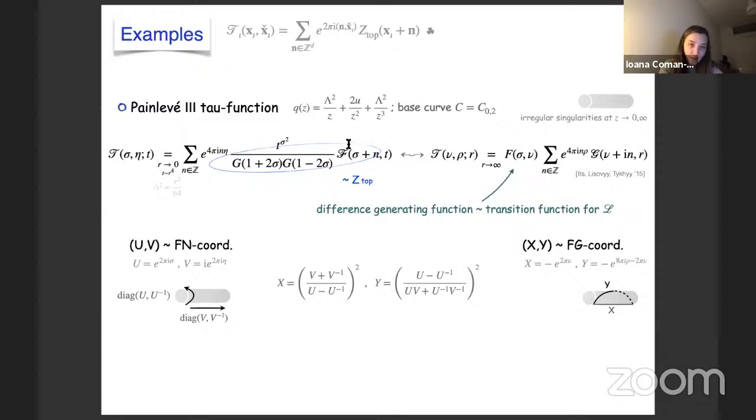So I said that here on this side we find the topological strings partition functions. What we can also identify here is that these coordinates sigma and eta are of Fenchel-Nielsen type, because in these coordinates the relevant monodromy matrices can be simultaneously diagonalized. And then on the other side is the long distance expansion, which corresponds to the strongly coupled regime of the gauge theory. And here we can identify the coordinates nu and rho to be of a Fock-Goncharov type, with exponential versions of the two coordinates related by the simple transformation that I have just shown when discussing the Fenchel-Nielsen Fock-Goncharov transitions.